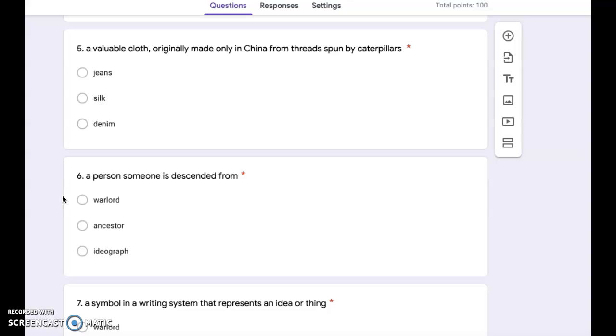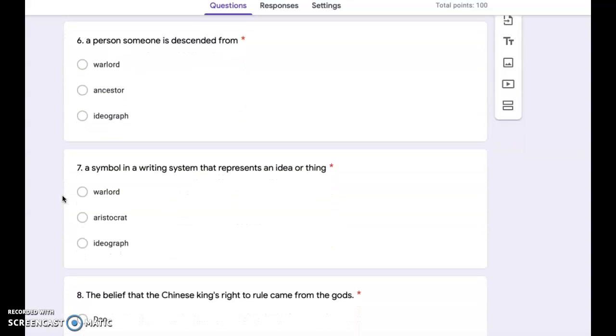Number 5, a valuable cloth originally made only in China from threads spun by caterpillars, jeans, silk, or denim. Number 6, a person someone is descended from, warlord, ancestor, or ideograph.